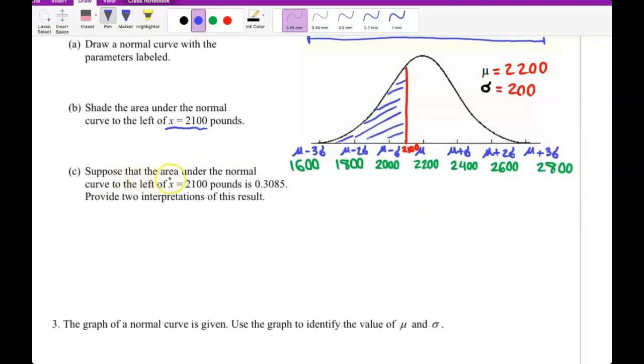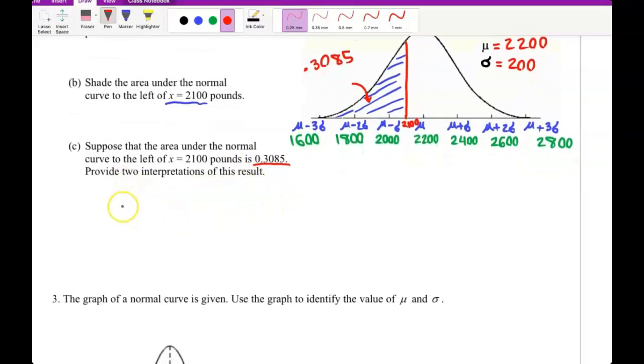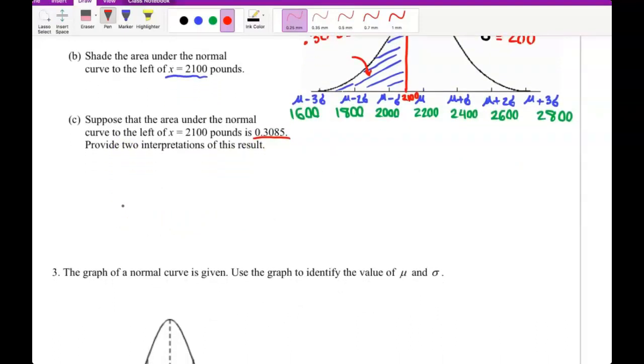Then part C: suppose that the area under the normal curve to the left of x equal to 2100 is 0.385. What that means is that the area for this part is equal to 0.385. And it's asking to provide two interpretations of this result.